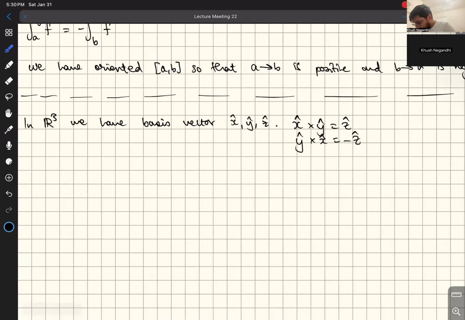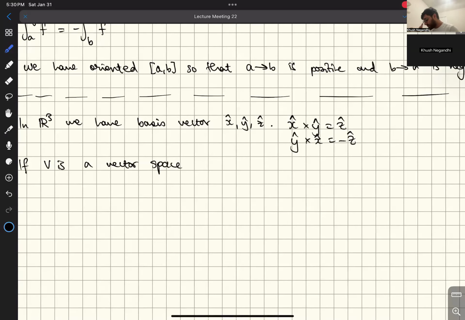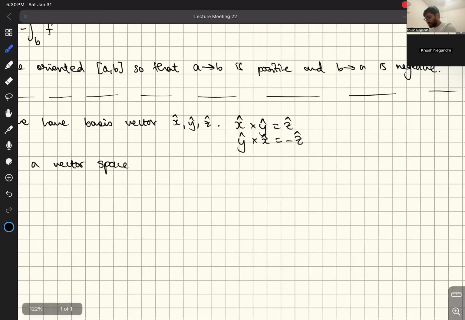So let's make this more precise. If V is a vector space, again, remember we're just working with finite dimensional real or complex vector spaces. In this case, we're going to deal with real vector spaces, with two bases.